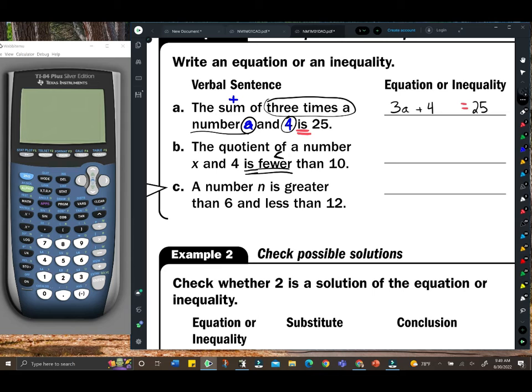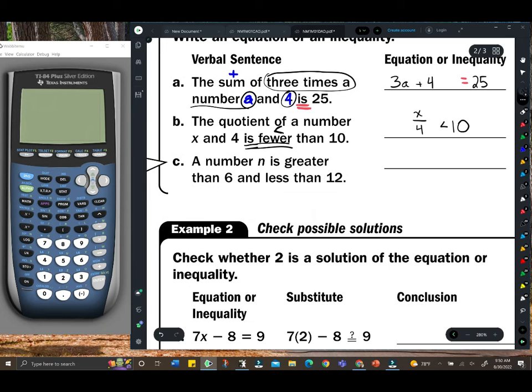Quotient of a number x and 4 is fewer than 10. So in this case, fewer than 10 means less than 10, and the quotient of a number x means we have some number x over 4. So less than or fewer than is less than.